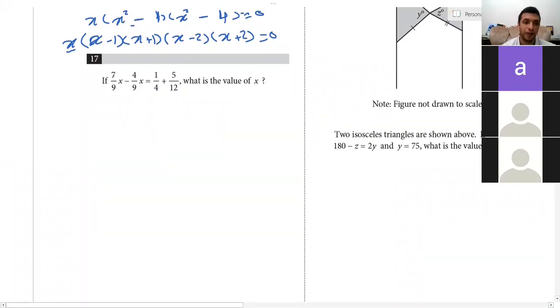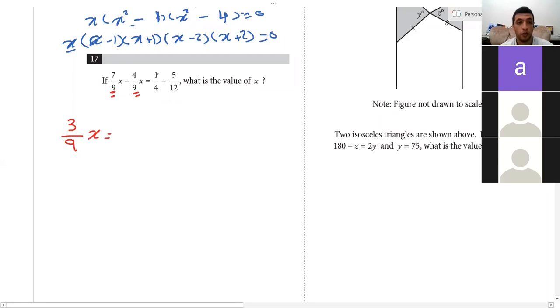Concentrate. Here we have 7 over 9 x minus 4 over 9. When we talk about how to add and subtract fractions, we have to get a common denominator. The denominator, the number down, 9, it has to be also 9. Okay, here, it's ready. 7 over 9 minus 4 over 9, so I will keep 9 as it is. And 7 minus 4 is 3.